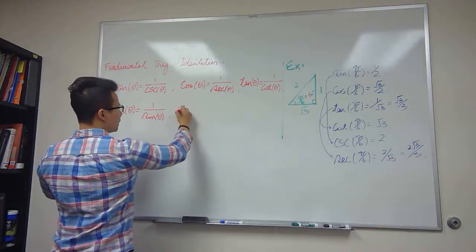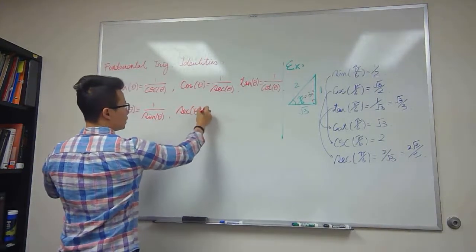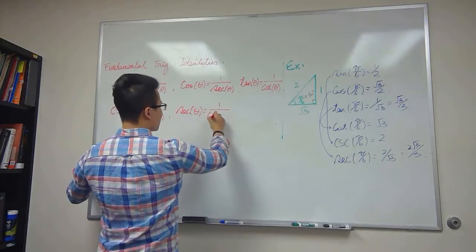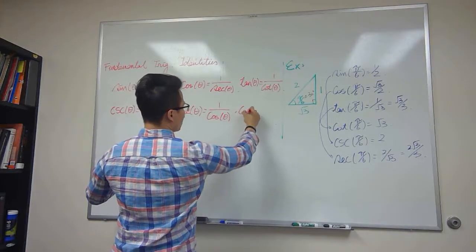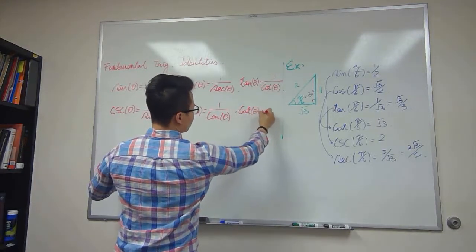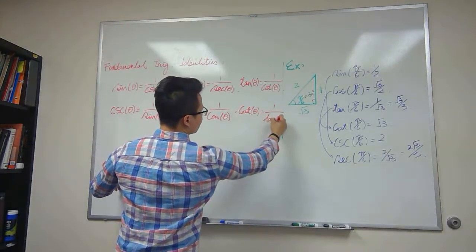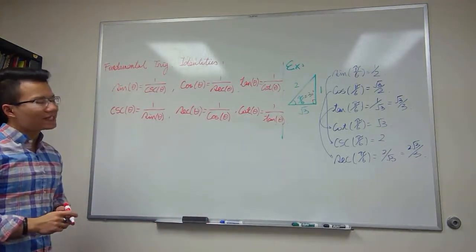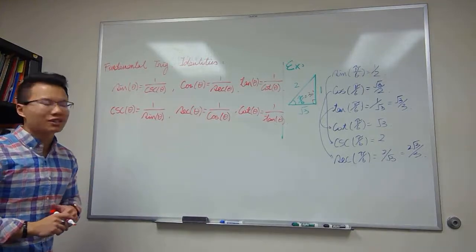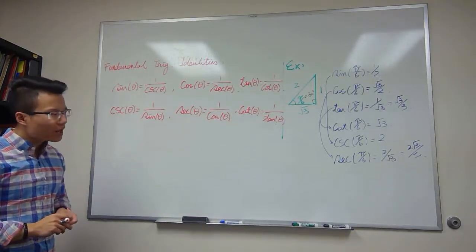So we have secant theta equals 1 over cosine of theta. And at the same time, cotangent of theta equals 1 over tangent of theta. So there are 2 more formulas left, and they're not quite obvious.